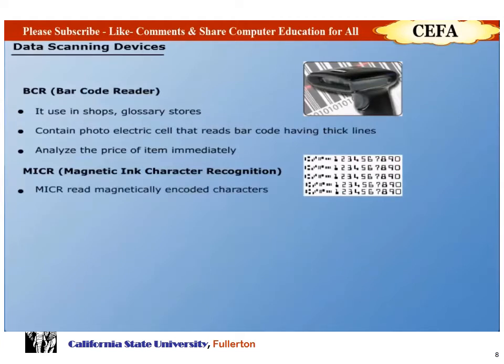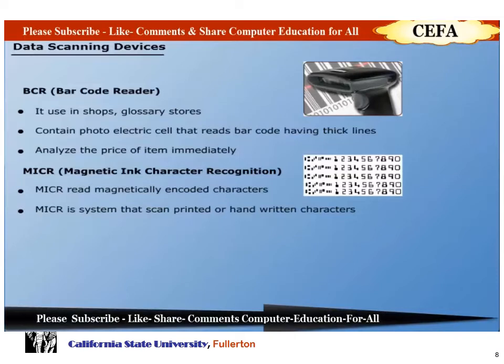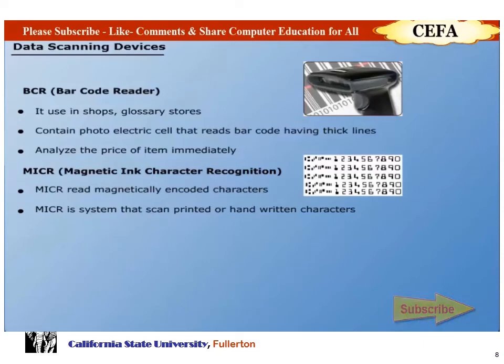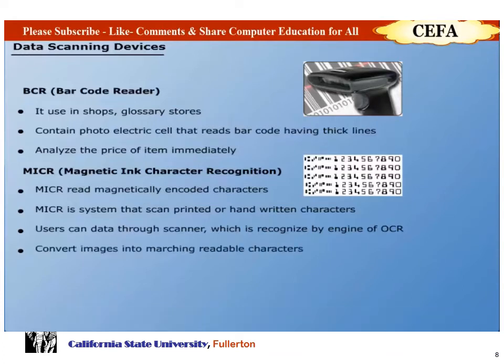MICR is used to read the magnetically encoded characters. MICR is a system that provides a full alphanumeric recognition of printed or handwritten characters by simply scanning the form. A user scans the data through a scanner, which is recognized by an engine of the OCR system. The MICR converts the images into machine-readable characters.